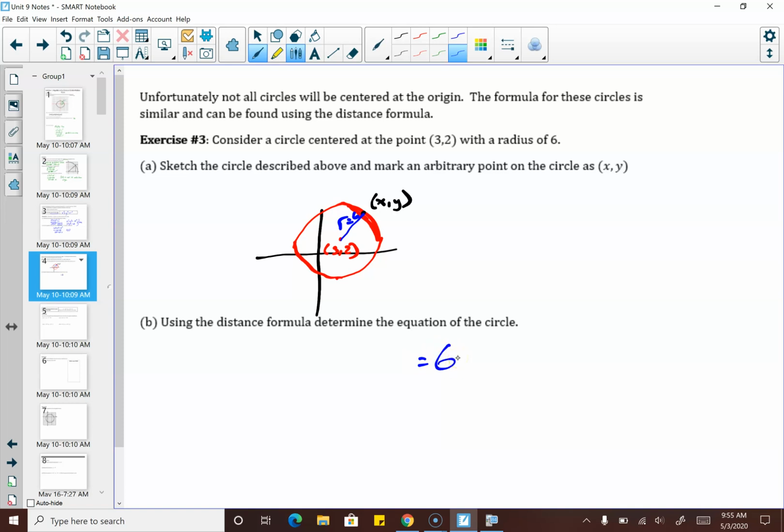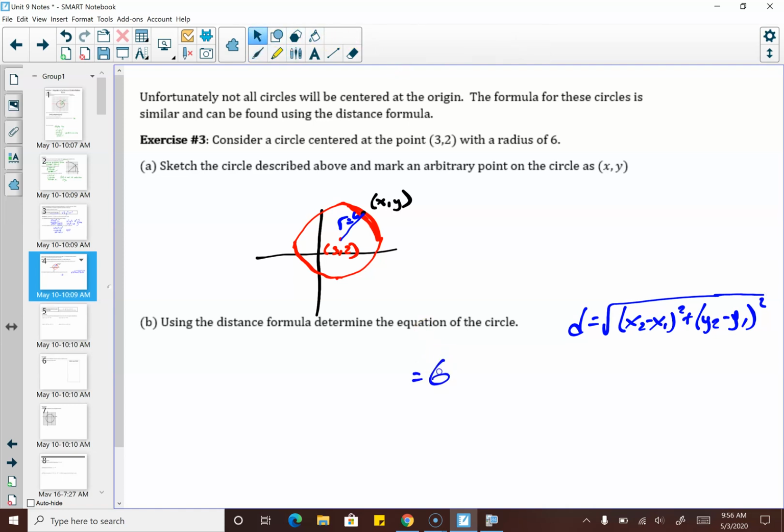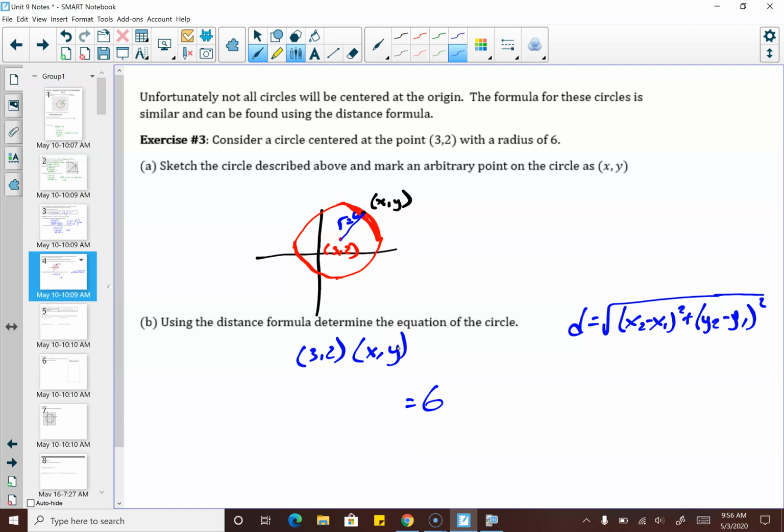So now if we want to use our distance formula, remember, d equals big square root of x2 minus x1 squared plus y2 minus y1 squared. So what are our 2 points going to be for this circle? Well, the first point is 3, 2, because that's our center. And our second point is the random point x, y that we picked.